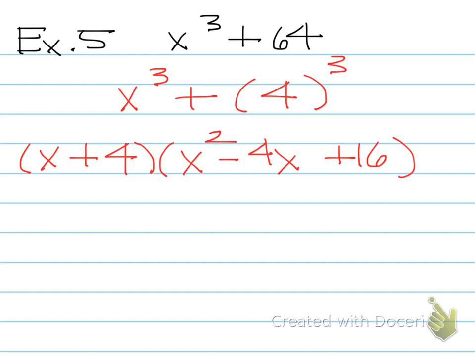And then you should check to see if that trinomial can be further factored. However, there's not 2 numbers that you can multiply that'll give you 16 and add them to get 4. The only factors of 16 are 1 and 16, 2 and 8, 4 and 4. And you can't add any of those factors and get 4. So it's factored completely.